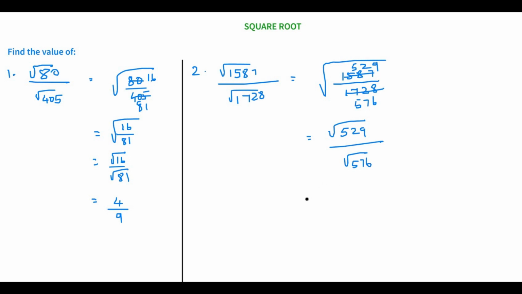Now the square root of 529 is 23, since 23 times 23 is 529, and 576 is again a square number. 24 times 24 is 576. Isn't it easy? It can't be simplified further because 23 is a prime number, so we will leave it as such.